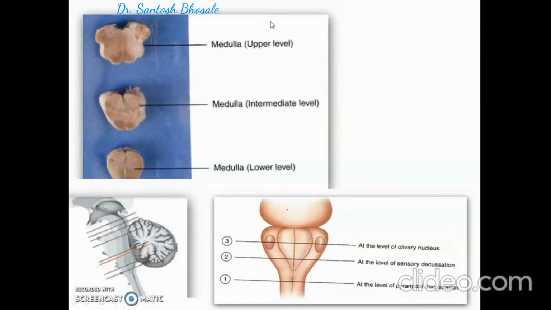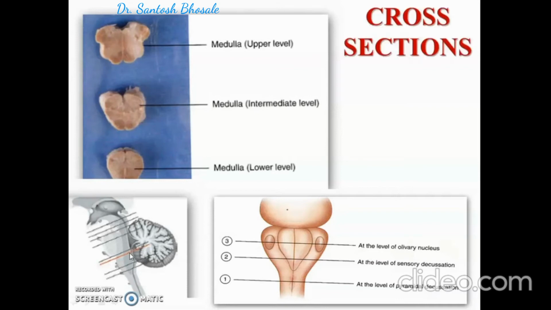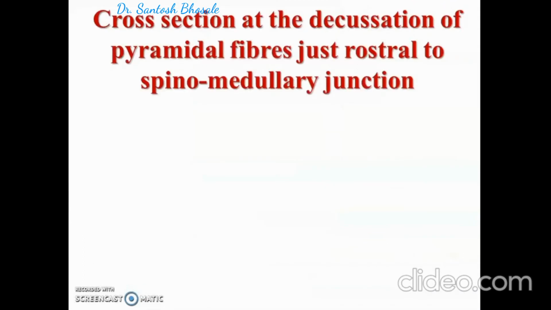The medulla at the pyramidal and sensory decussation is almost like a spinal cord, but it differs in the section at the olivary nucleus, where it has a posterior open part that you have already seen in the gross features. You can see in a sagittal section there, the uppermost section crossed through the cavity of the fourth ventricle, and you can see the floor of the cavity of the fourth ventricle there. So, this is about the cross sections. Now, we will see one by one.